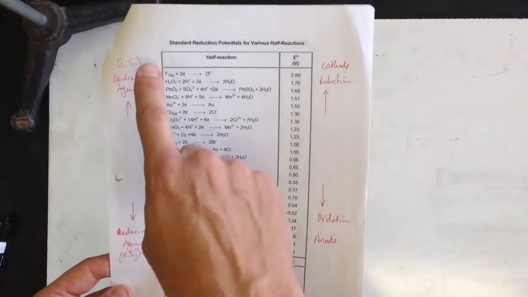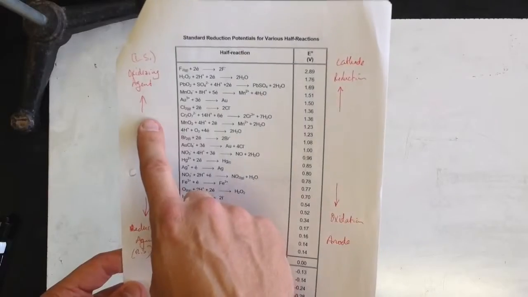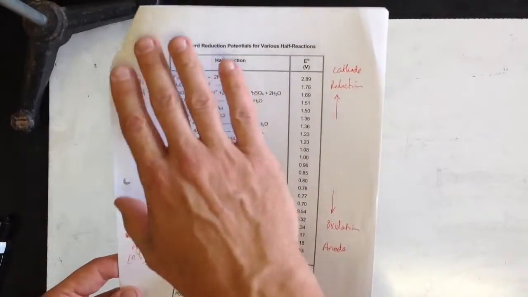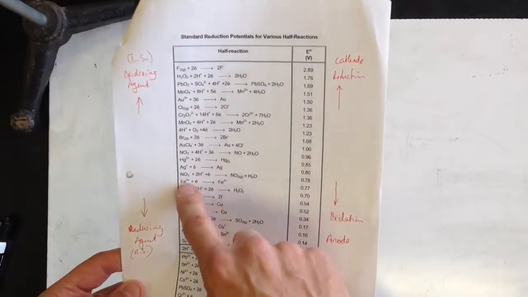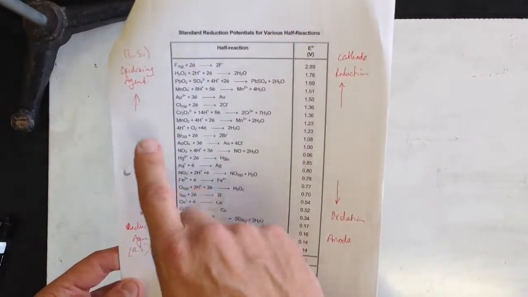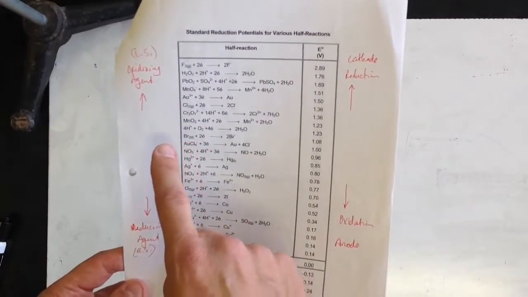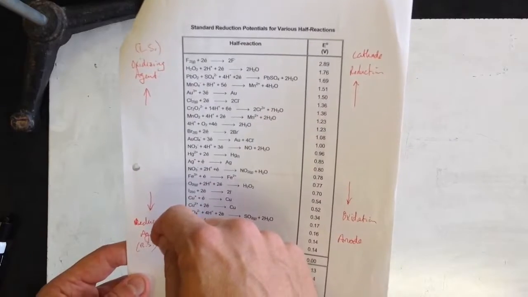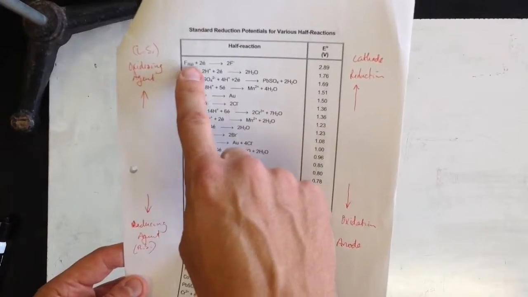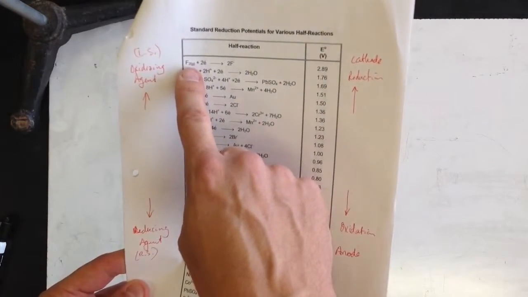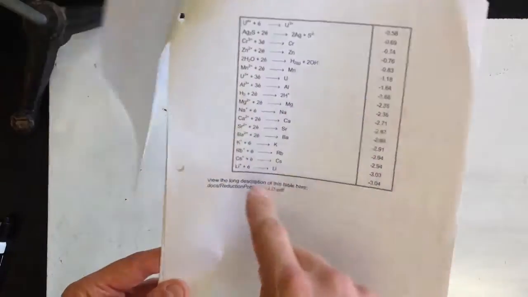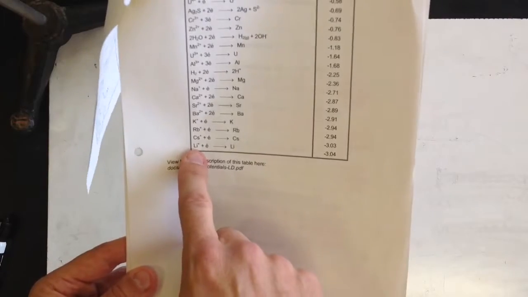You'll notice that I've also added a couple of annotations to the side here. So if we look at the left side, all of these reactants are ranked in order of decreasing oxidization. So your strongest oxidizing agent is going to be fluorine, and if you go to the end, this is going to be your weakest oxidizing agent, lithium plus.